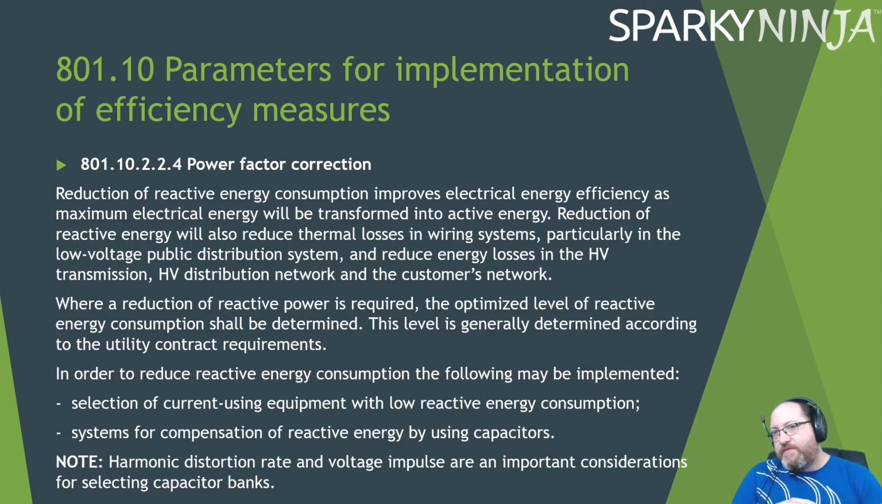Power factor correction. Reduction of reactive energy consumption improves electrical energy efficiency as maximum electrical energy will be transformed into active energy. Reduction of reactive energy will also reduce thermal losses in wiring systems, particularly in the low voltage public distribution system, and reduce energy losses in the high voltage transmission, high voltage distribution network and the customer's network. If you know anything about power factor correction, then that's obvious. That's why you do it.